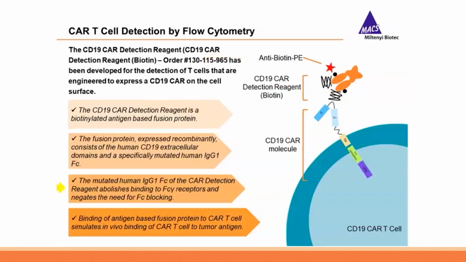As I explained before, similar to REAfinity antibodies, the mutated human IgG1 Fc part of the CAR detection reagent ensures that this detection reagent does not bind unspecifically to Fc gamma receptors that might be present or overexpressed on, for example, activated T cells or any other cell fraction in the sample.